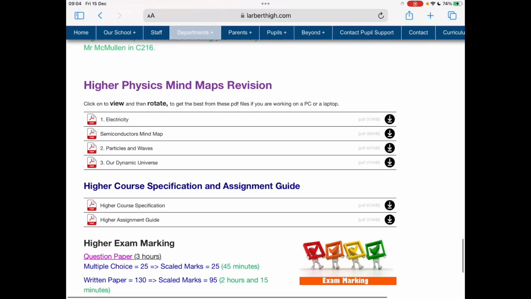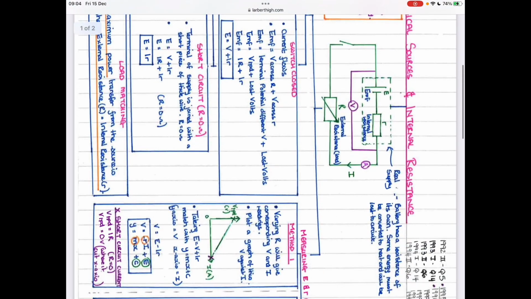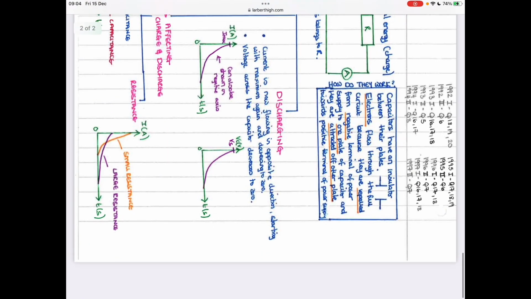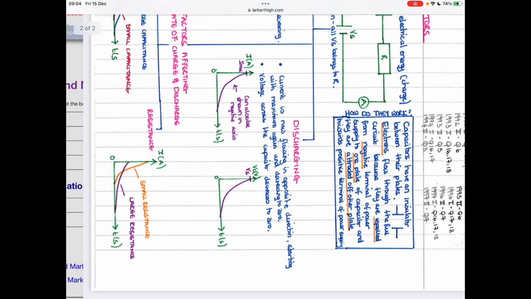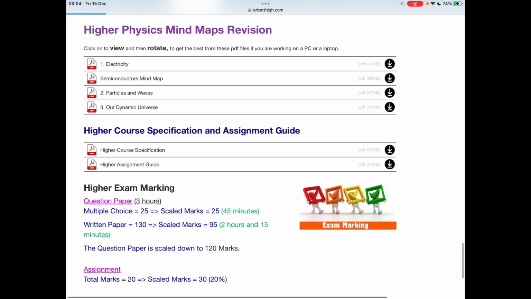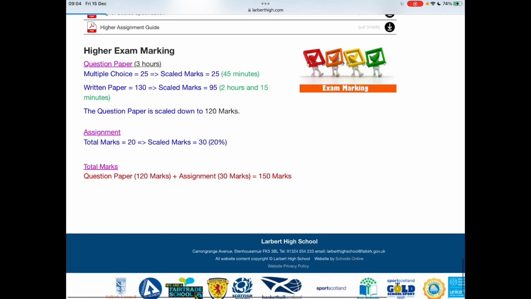If we look at just the electricity ones, there are electricity mind maps for the course as well. You'll need to rotate these, so save them onto your iPad as a PDF and rotate them around. Again, you've also got a course spec, an assignment guide, and information about how the exam and the assignment is marked.